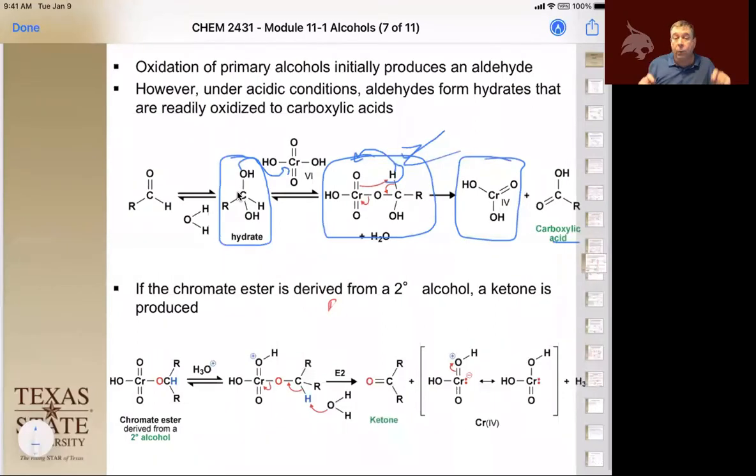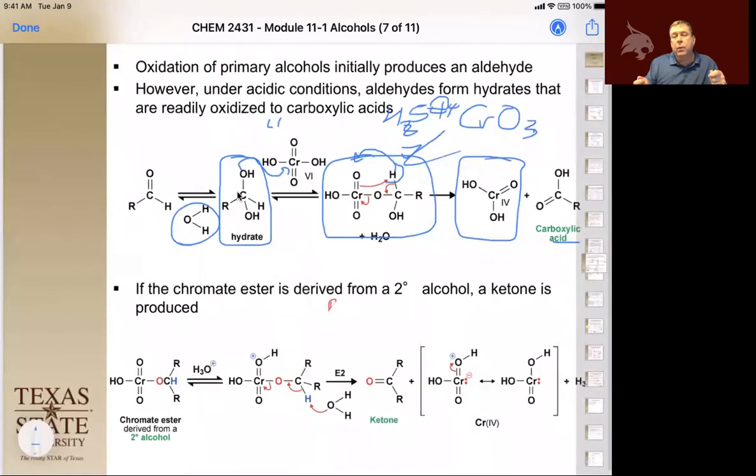Okay. So unfortunately, because of the presence of water in the chromic acid system, where we have chromium oxide plus H2SO4 plus water, we always have water present and it'll always create that carboxylic acid.